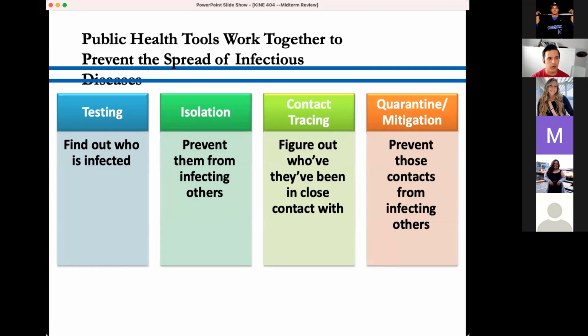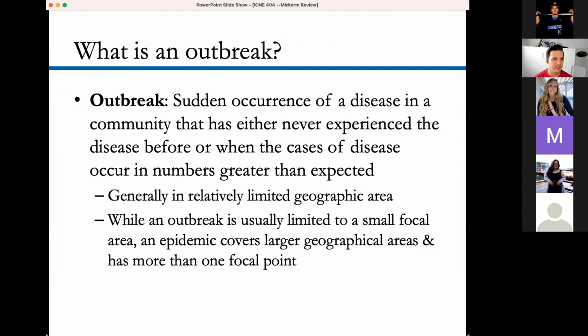Know how we work to stop the spread of infectious diseases through testing, through isolation, through contact tracing, through quarantine and mitigation. So what are those main principles that we use to stop the spread of disease? And there's some information in the lectures. I showed you that Swiss cheese figure of preventing respiratory infections that could help with some of this.